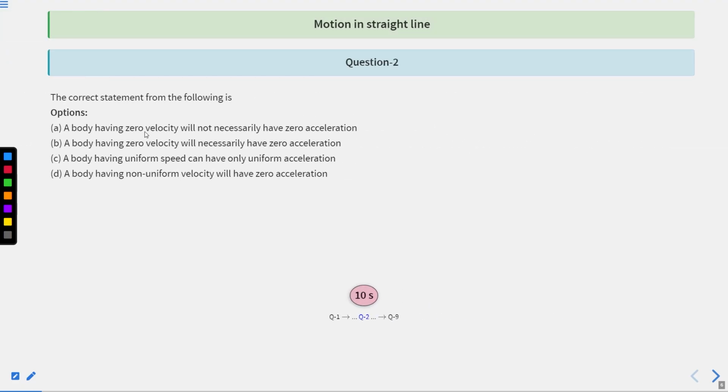The second question is, the correct statement from the following is. In these options, which one is correct? Find the solution. You have 10 seconds to solve this question. After that, we will provide the solution. Let's find the solution.